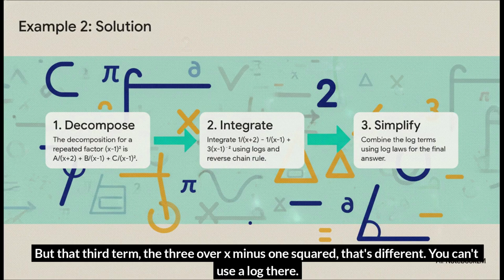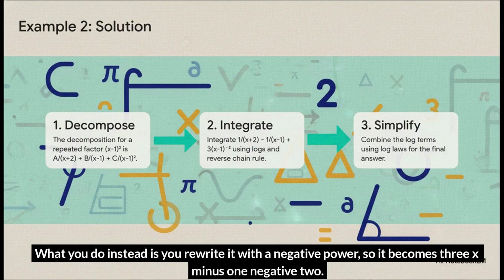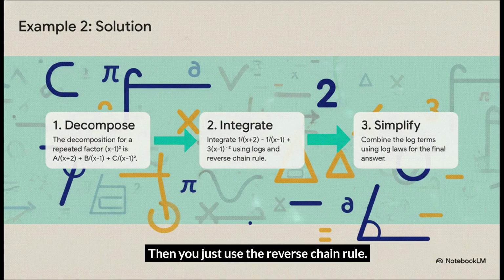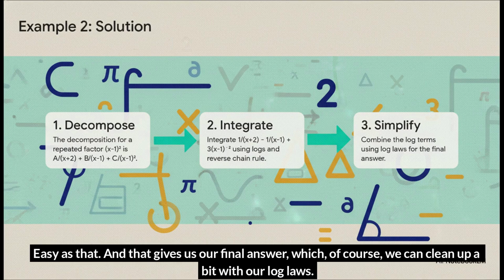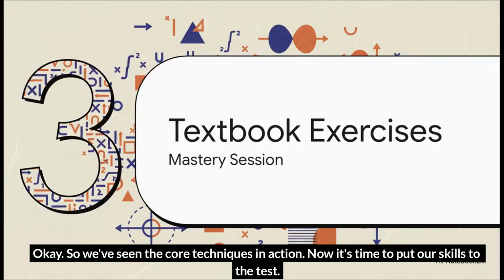You can't use a log there. What you do instead is you rewrite it with a negative power, so it becomes 3(x minus 1)^-2. Then you just use the reverse chain rule. You add 1 to the power, so -2 becomes -1, and then you divide by that new power. Easy as that. And that gives us our final answer, which of course we can clean up a bit with our log laws.